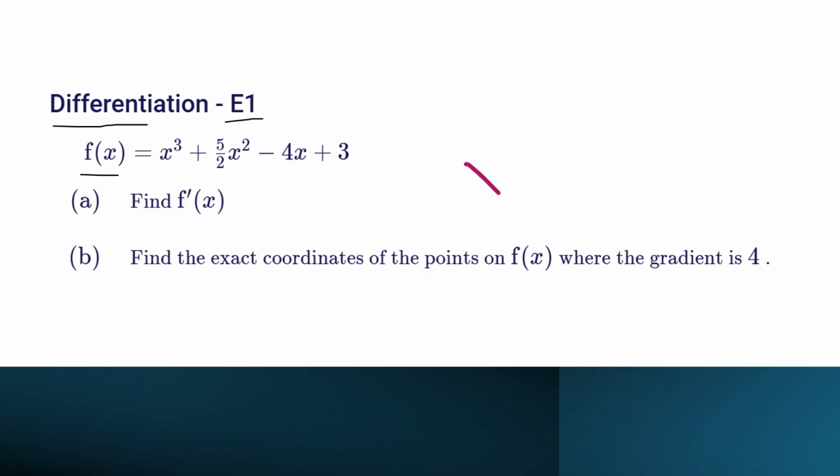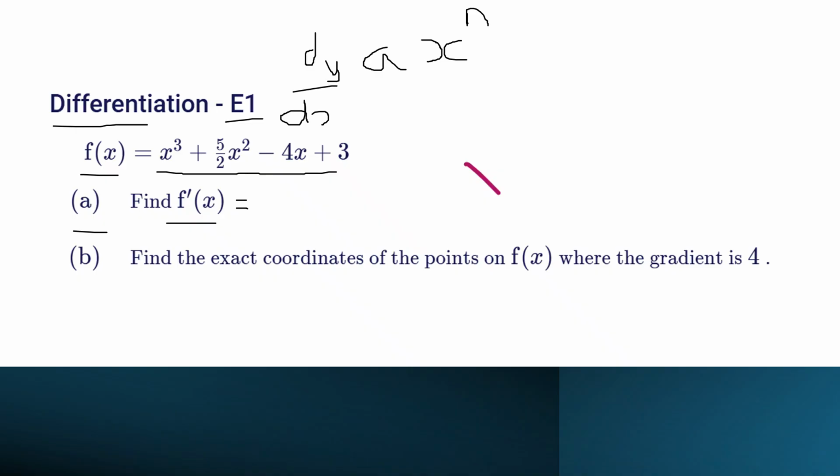So f of x is equal to x cubed plus 5 halves x squared minus 4x plus 3. Part A, find f dash of x. So find the first derivative of x. So when we differentiate, guys, if it's in the form ax to the power of n, we do dy by dx of this function here.